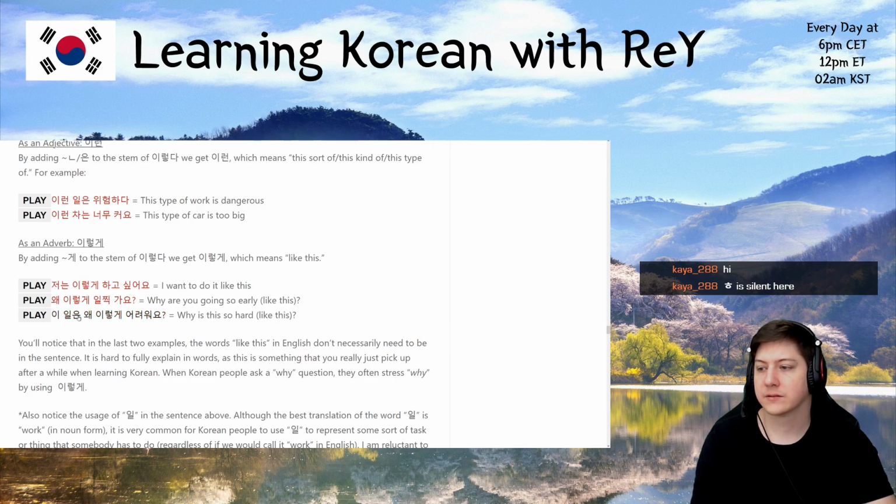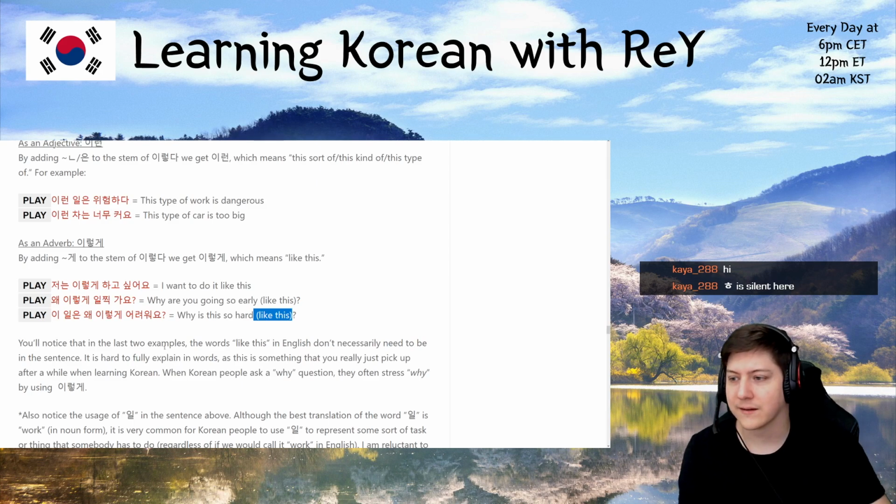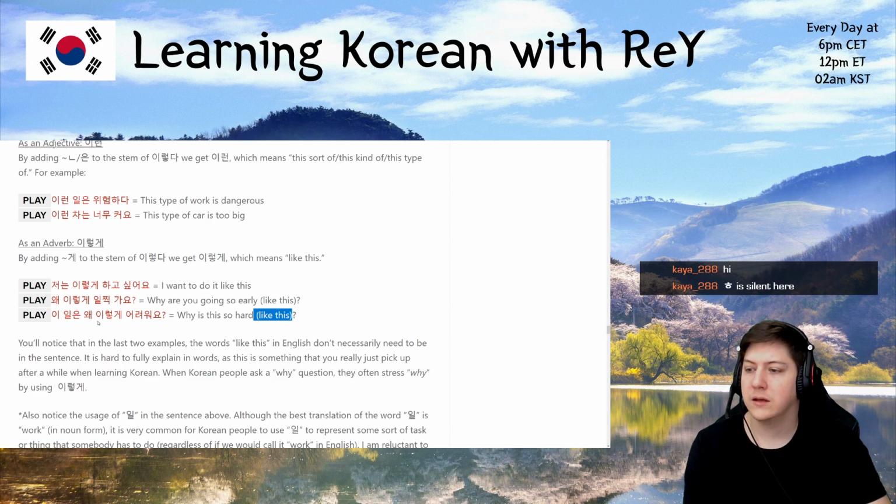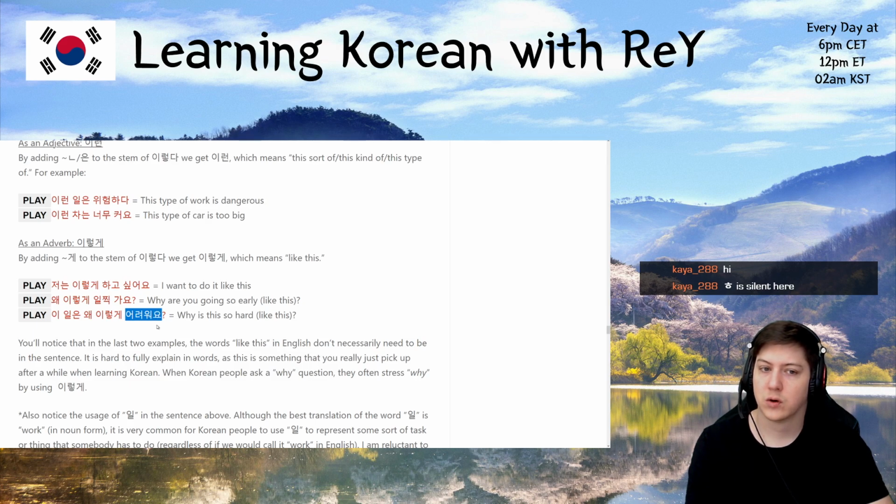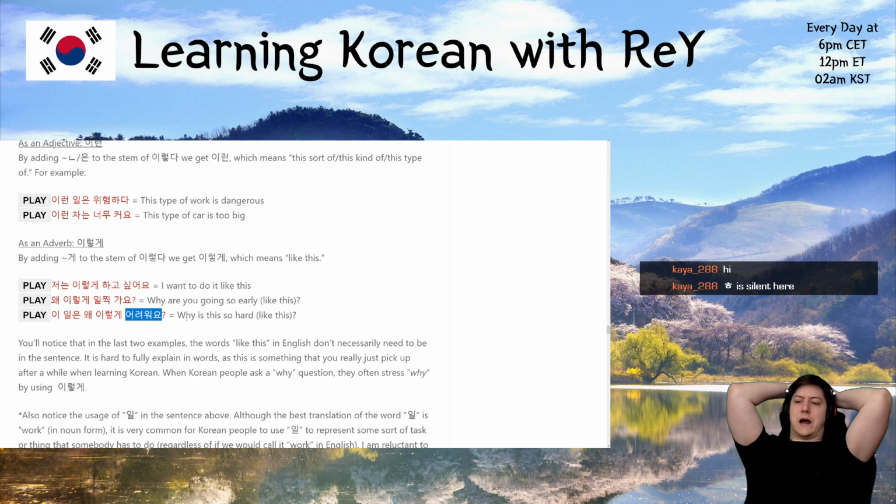Why is this so hard? This is "like this" in brackets here. I don't see the point of this. This looks weird. Why is this so hard like this? Makes no sense for me, but I understand it anyways. 왜 이렇게 어려워요? Wait a second. So hard. Difficult, right?